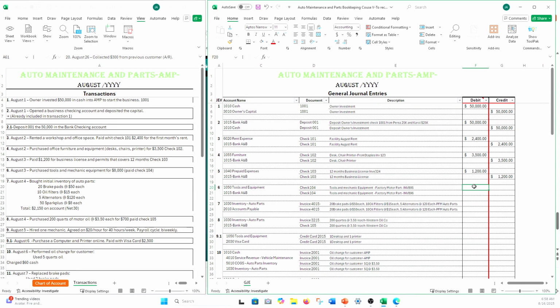So let's continue with number 6. Company purchased tools and mechanic equipment for $8,000 and paid with check 104. So we are going to use the account that we created, that is 1050 tools and equipment, check 104. We can just type the information that you need here. It has to be anything that makes sense, okay? You have to type anything that makes sense for you to understand later on, especially when time passes, like 2 months, 3 months, 1 year later, you need to find out quickly the information and the answers.